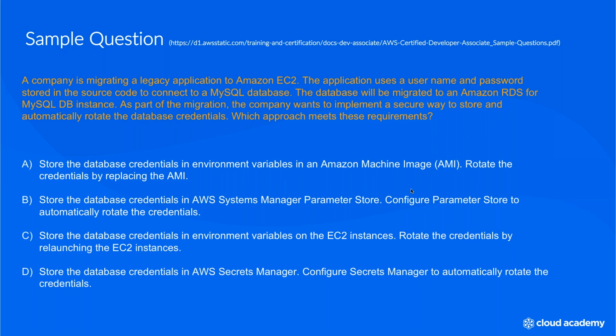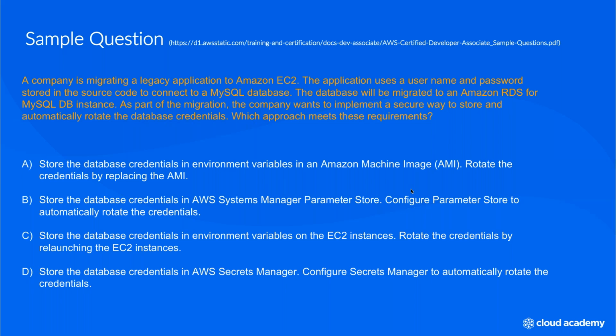So the key part to look out for is the fact that we need to implement a secure way to store and automatically rotate the database credentials. That's the key point in that question. So let's read through the available answers. So A, store the database credentials in environment variables in an Amazon Machine Image, an AMI, and rotate the credentials by replacing the AMI. Now, looking at that, we don't really want to be hard coding and baking any credentials into an AMI.